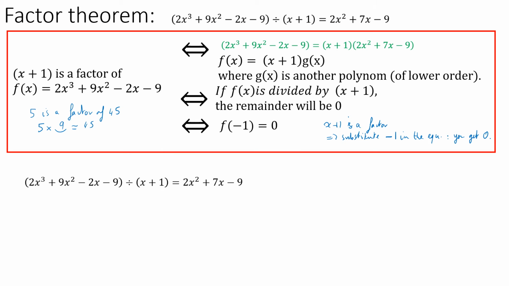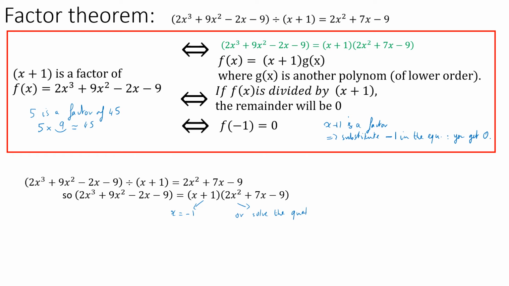So why is that? If we go back to this initial question that we had, we've done a division by x plus 1, and we have a result of 2x squared plus 7x minus 9. So we can rewrite 2x cubed plus 9x squared minus 2x minus 9 as a product of x plus 1 and then a quadratic 2x squared plus 7x minus 9. If we wanted to solve our cubic, once it's factorized, it's quite easy because we know that we have x equals minus 1, or you solve the quadratic.